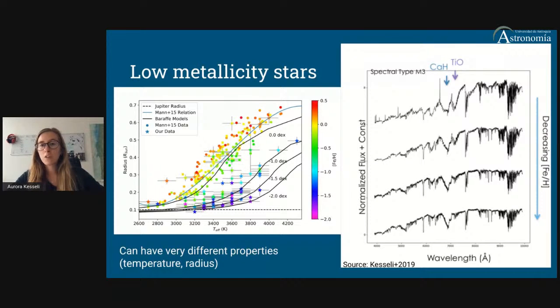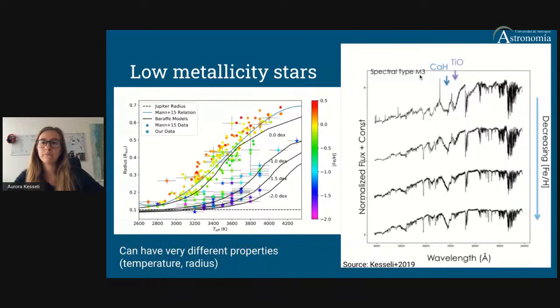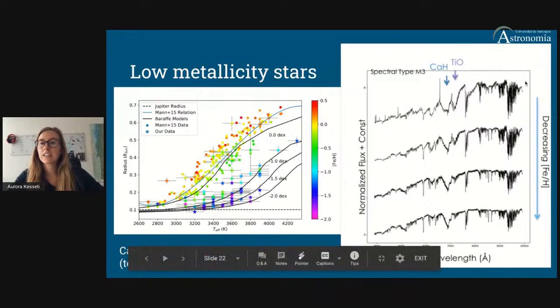So just to show you what some low metallicity stars look like, over here, all of these stars have spectral type M3. But you can see that the spectra look really different. So here we have decreasing metallicity, from solar metallicity all the way down to a metallicity of -2.